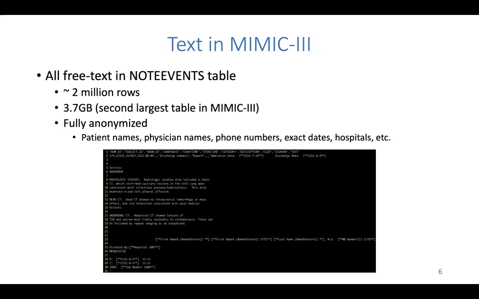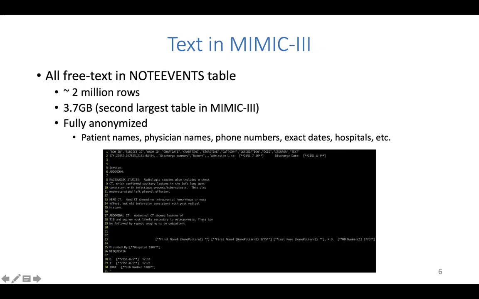So second largest is note events. So text is actually a big information, as I said, and it is fully anonymized. If you look at the example here, it is still a table. So there are columns and rows. The columns are, as you can see here, row ID, subject ID, hospital admission ID, chart days, chart time, store time. So these are probably, you guys are all familiar by now.